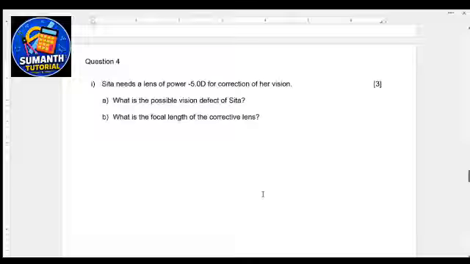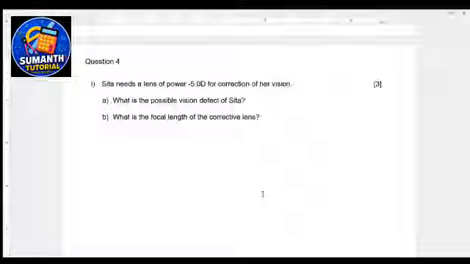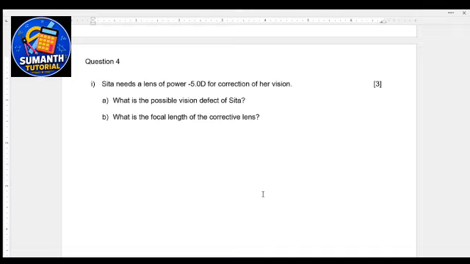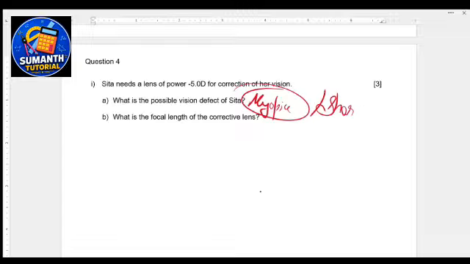Question number 4. Sita needs a lens of power minus 5 D for correction of her vision. What is the possible vision defect of Sita? See, it's very clear. Power is negative, then focal length is negative. The lens used is concave, so she is suffering from myopia. She is suffering from myopia, or you can write it as short-sightedness. These two are important.